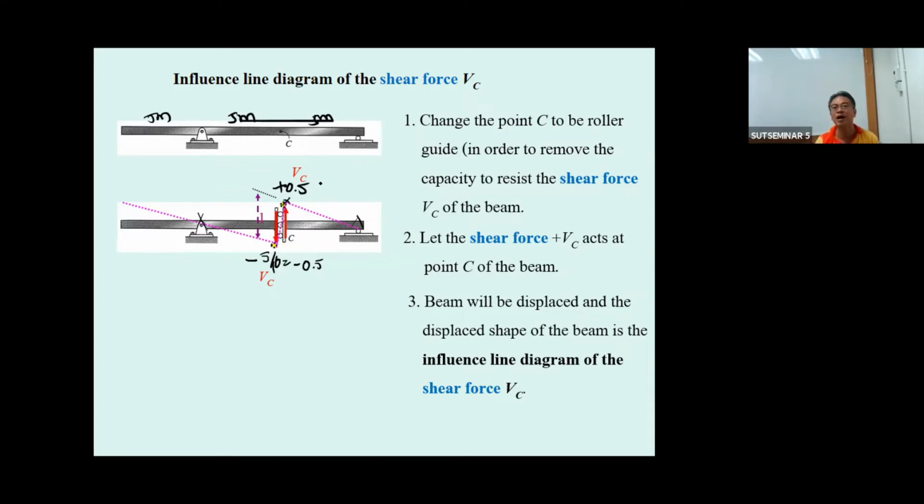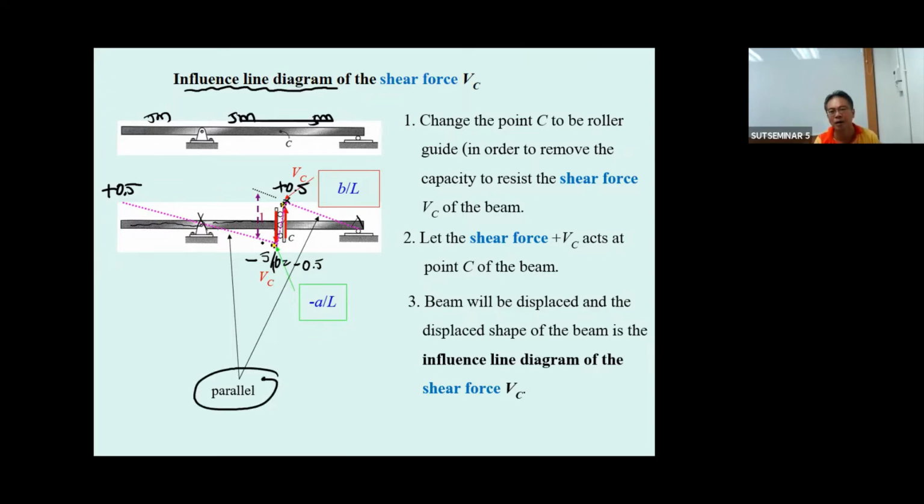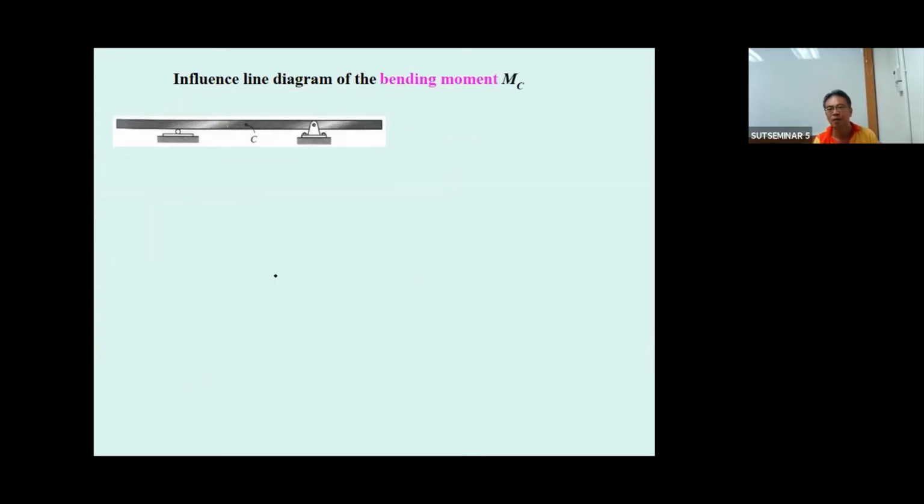Okay, and the coordinates of this influence line diagram of a statically determinate beam can be determined from similar triangles. If this one is 5 meters and this one is 5 meters and this one is 0.5, this one is going to be positive 0.5. You can determine the coordinates of this influence line easily. And you also don't forget about the requirements of this influence line diagram. Okay? And move to the influence line of bending moment M sub C.